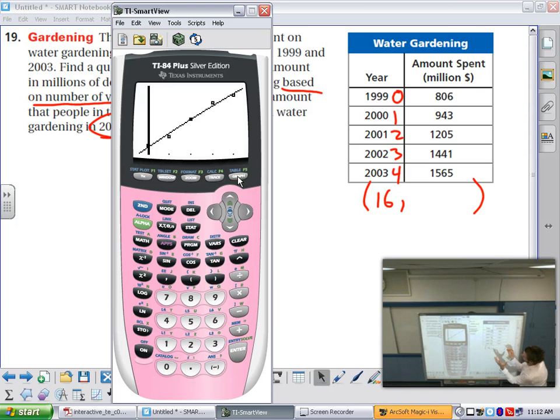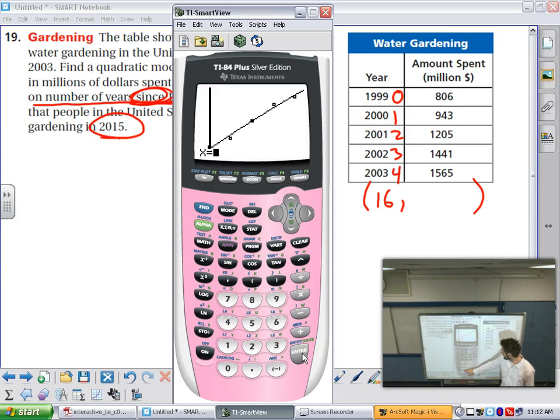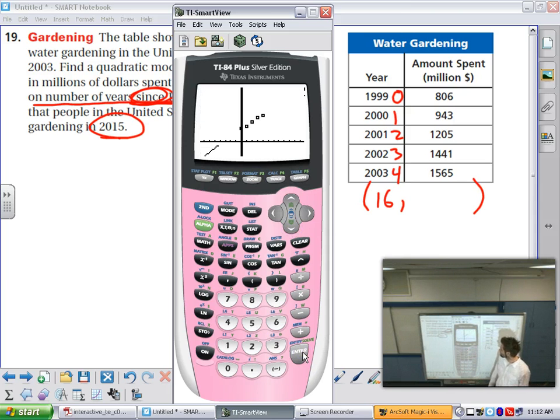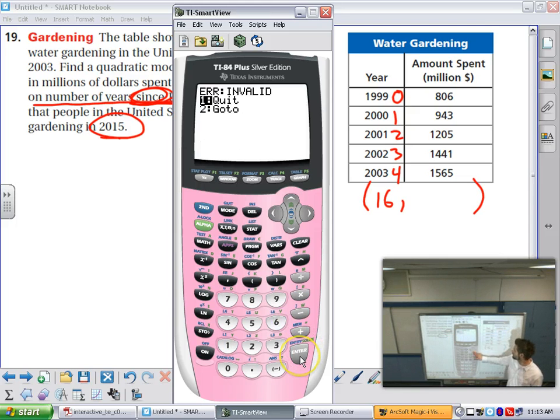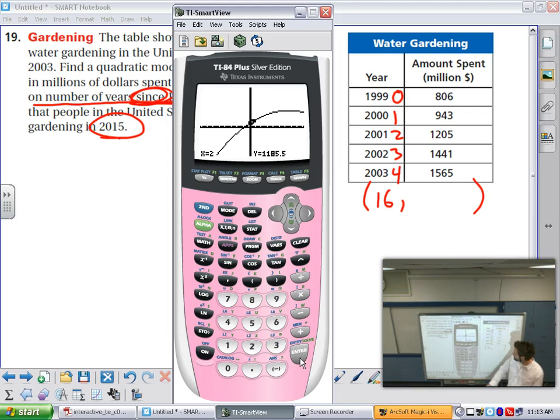Now, how do I plug in an x-coordinate and get the y to go with it? I go second, trace, and I want value. Plug in 16. I get an error because I've not apparently zoomed out far enough. So I'll just zoom out. There you can see the curve of the parabola a little bit more now. Second trace, value, 16. Okay. Excuse me. I've got to zoom out one more time, I guess. That's okay. My picture now looks horrible, but that's not my concern at this point. Second trace, value, 16.